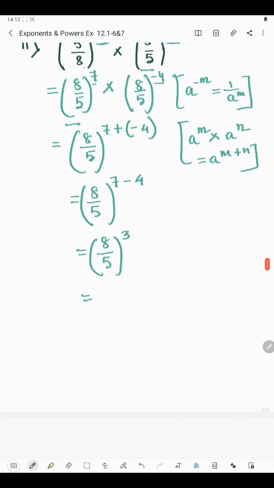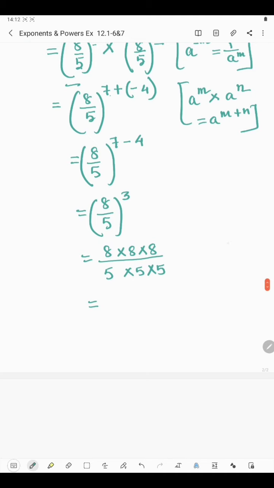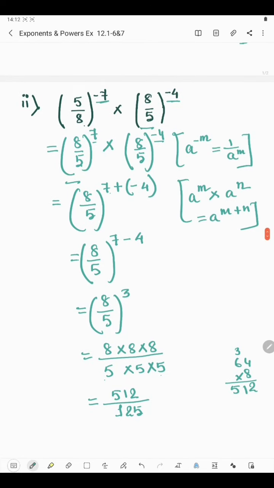When the power is 3, then we'll write the base thrice. So it's 8 into 8 into 8 divided by 5 into 5 into 5. Now we will multiply this to get the answer. 8 8s are 64. 64 multiplied by 8: 4 8s are 32, 2 and 3 carry. 6 8s are 48, 49, 50, 51. So it's 512 divided by 5 5s are 25, 25 5s are 125. So the answer will be 512 by 125.